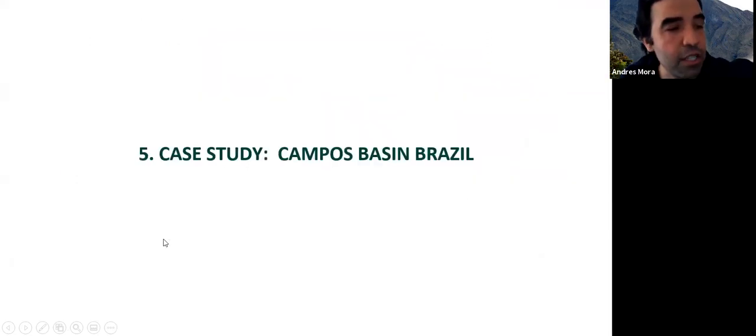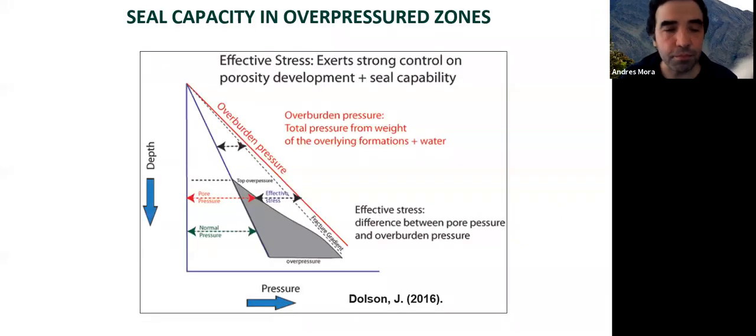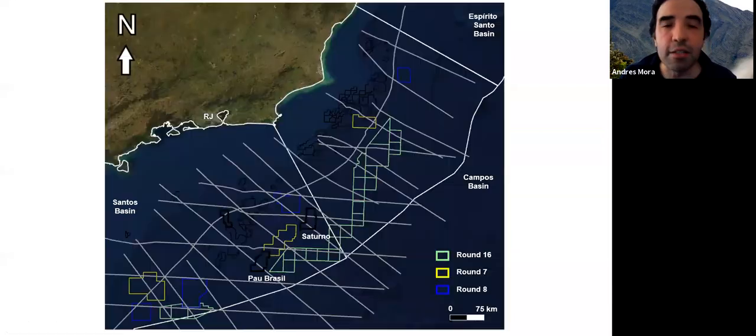Then the second case study is from the Campos Basin in Brazil. In the Campos Basin, the purpose that we have is to use effective stress to assess seal capacity in those areas where we have no data regarding seals. So if we see here again the hydrostatic pressure, we need to predict, using the same code from Andino, the amount of overpressure. So how close is the pressure gradient to the fracture gradient, and how overpressured are the distal sectors of the Campos Basin, so that we can predict if overpressure would be a problem for seals.